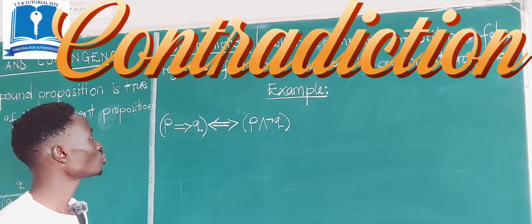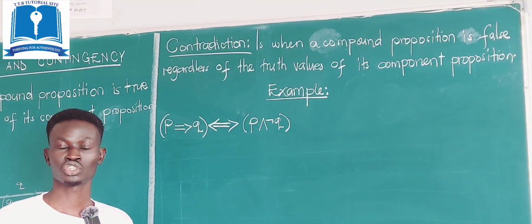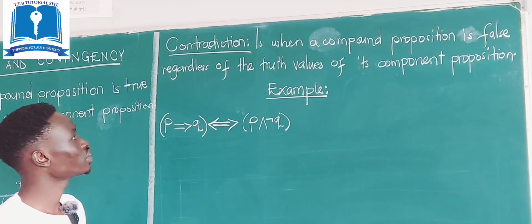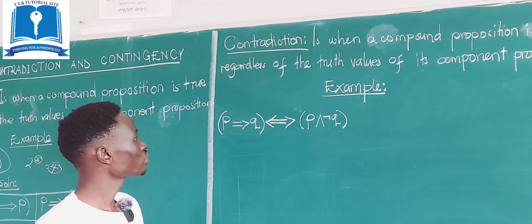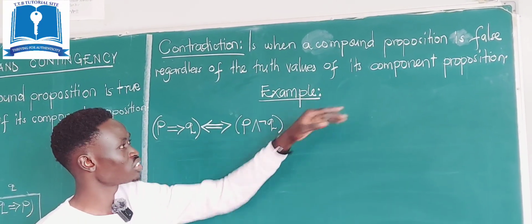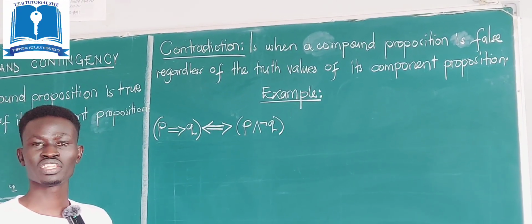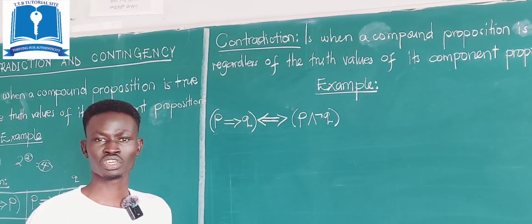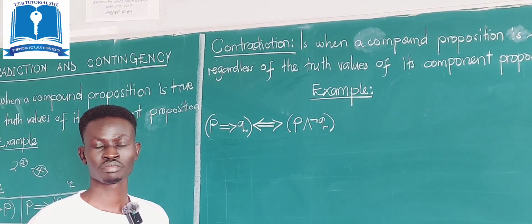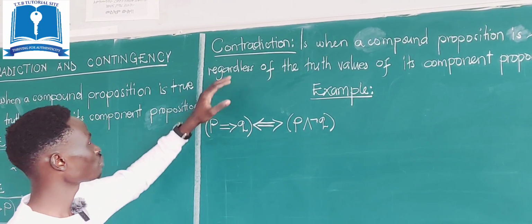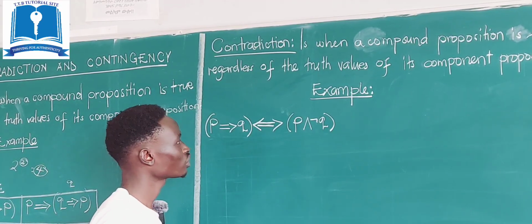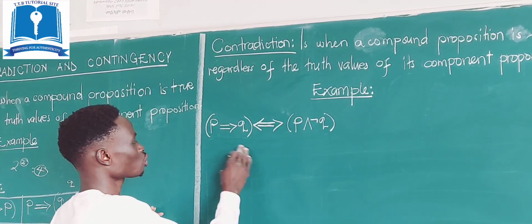So, contradiction. Contradiction is just like tautology. Contradiction is the opposite of tautology. Contradiction is when a compound proposition is false regardless of the truth values of its component propositions. So when the compound proposition is false regardless of its component propositions, we will say that proposition is a contradiction in logical propositions. Now let us solve this.